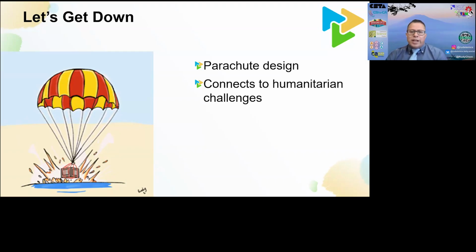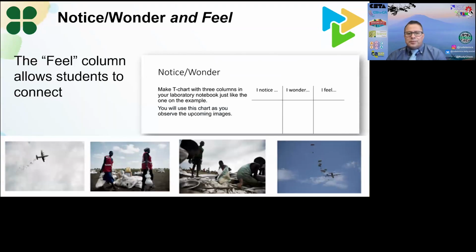The resource also connects science to real humanitarian challenges, such as safely delivering supplies to isolated communities. And students design a parachute device that stays in the air as long as possible by manipulating these forces. So the lesson begins with using a notice, wonder, and field chart and providing an anchoring problem and personal connection in which students analyze images of real food drops.